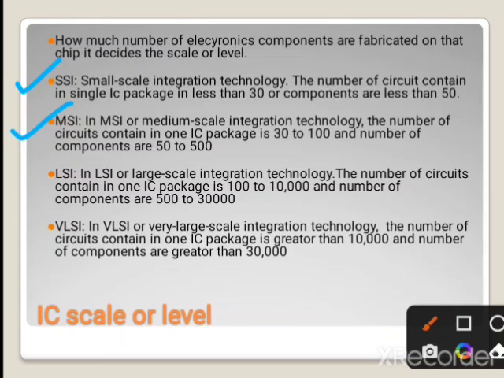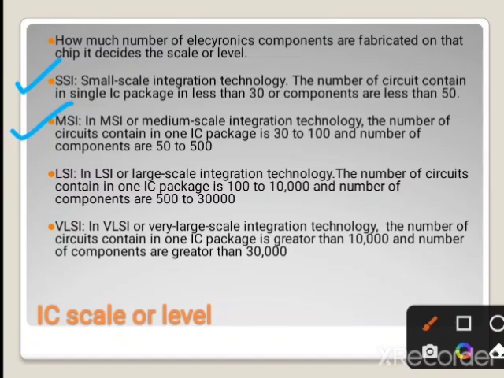Then the second one is MSI, that is medium scale integration technology. In this, the number of circuits contained in one IC package is 30 to 100 circuits, and the number of components in between 50 to 500. Okay, so this is medium scale integration.